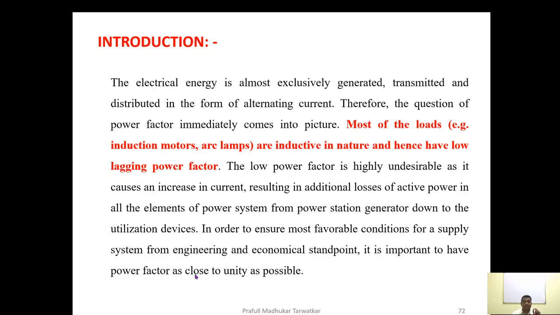it is important to have a power factor as close to unity as possible, because cos φ is called the power factor. If φ is 0, there is no phase difference between the voltage vector and the current vector, so cos 0 is 1. There is no issue of losses, but this is not a practical case. We cannot achieve a power factor of exactly unity. So it is always less than 1.